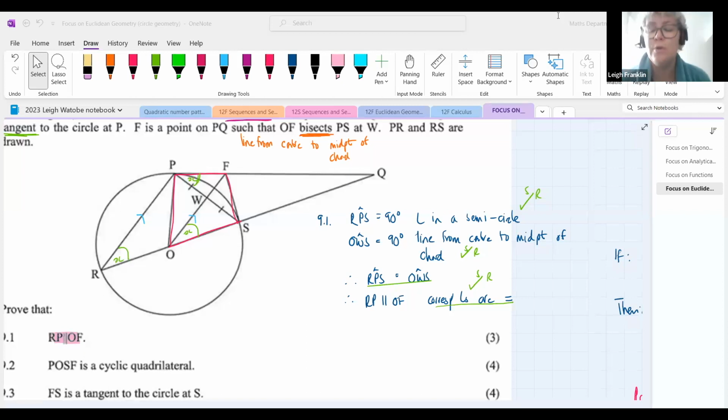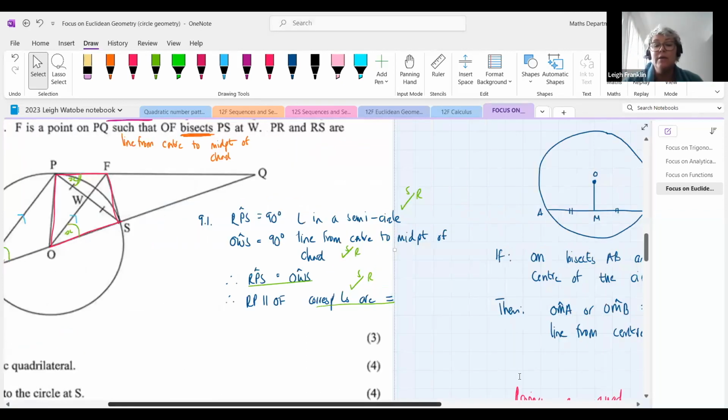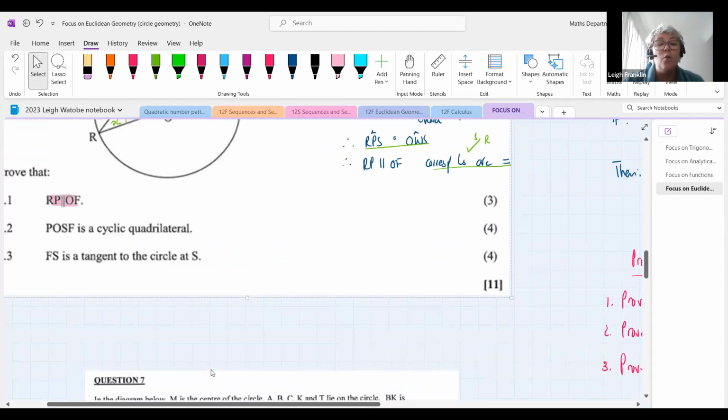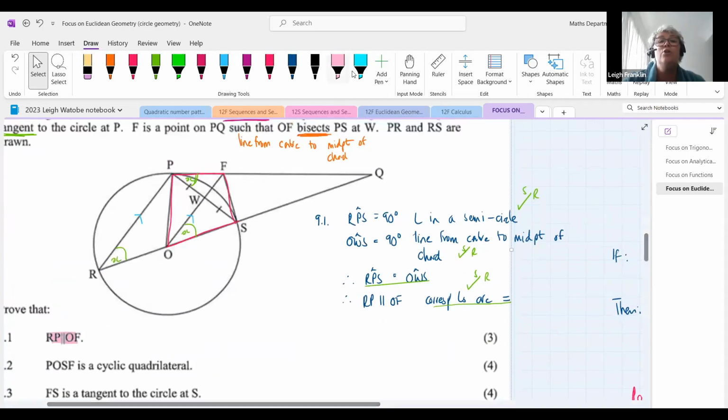Remember, we spoke about how we could prove that a quad was cyclic. Yes, we said opposite angles add up to 180, or prove an exterior angle is equal to an opposite interior angle, or prove that the angles in the same segment are equal. Hint, hint, hint. Look at the diagram.